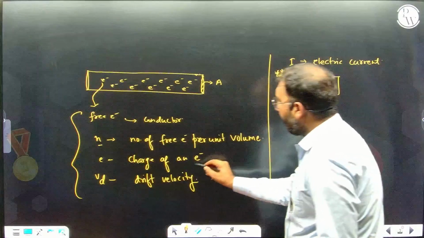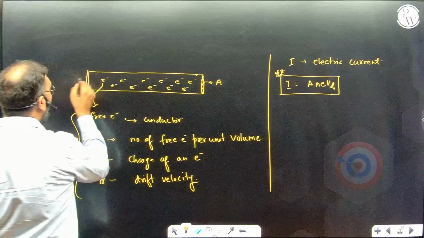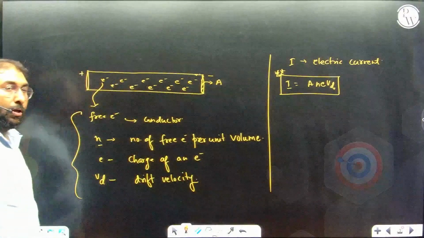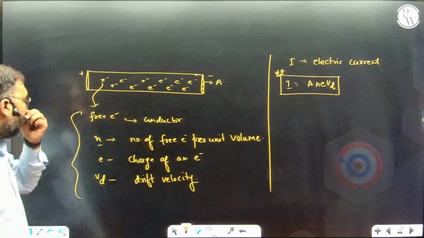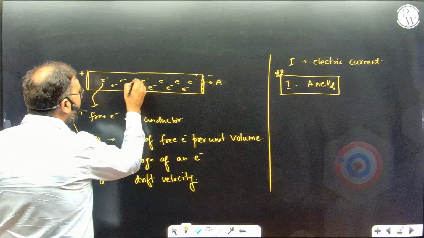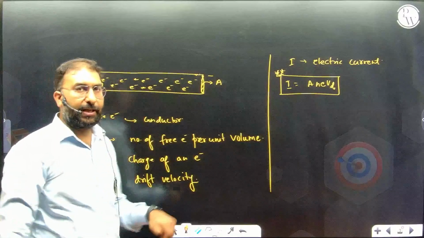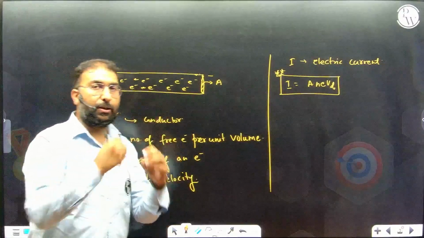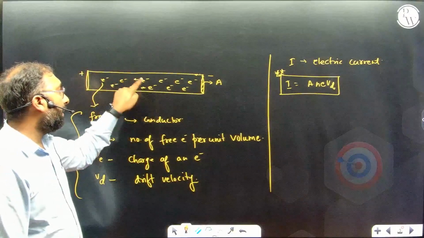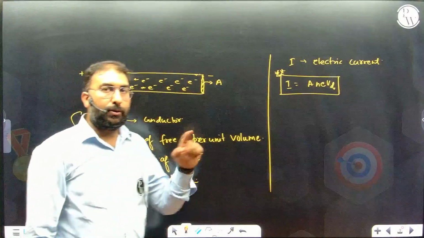And what is that drift velocity? What happens when an external electric field is applied? Let's say I am making it positive and making it negative, so the electric field is applied in this direction. Due to this external electric field, this electron starts experiencing a force in this direction, and when this electron starts moving, they will collide with each other, and their path is not a straight line. They start moving in a zigzag manner.